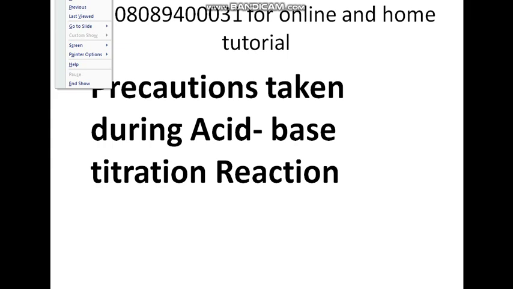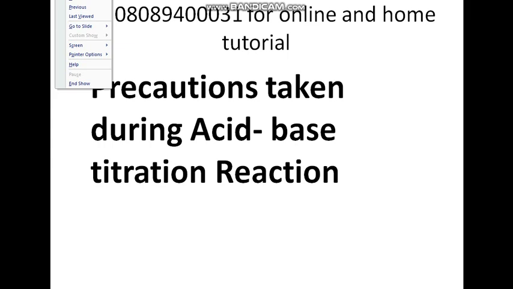The second type of titration reaction, titration of strong acid with weak base. Strong acid such as hydrochloric acid, trioxonitrate(V) acid, and tetraoxosulfate(VI) acid. Weak base such as sodium trioxocarbonate(IV) salt, potassium trioxocarbonate(IV) salt, and ammonium hydroxide solution.